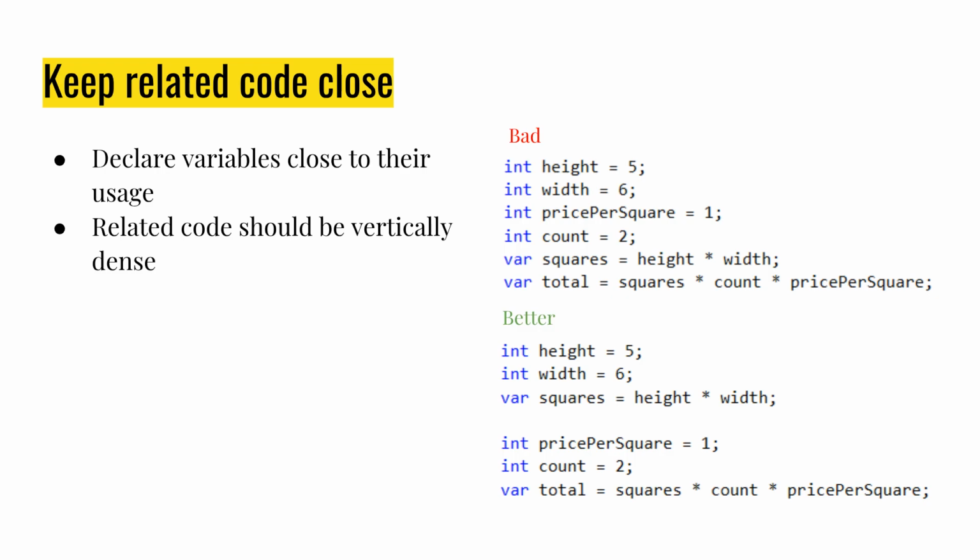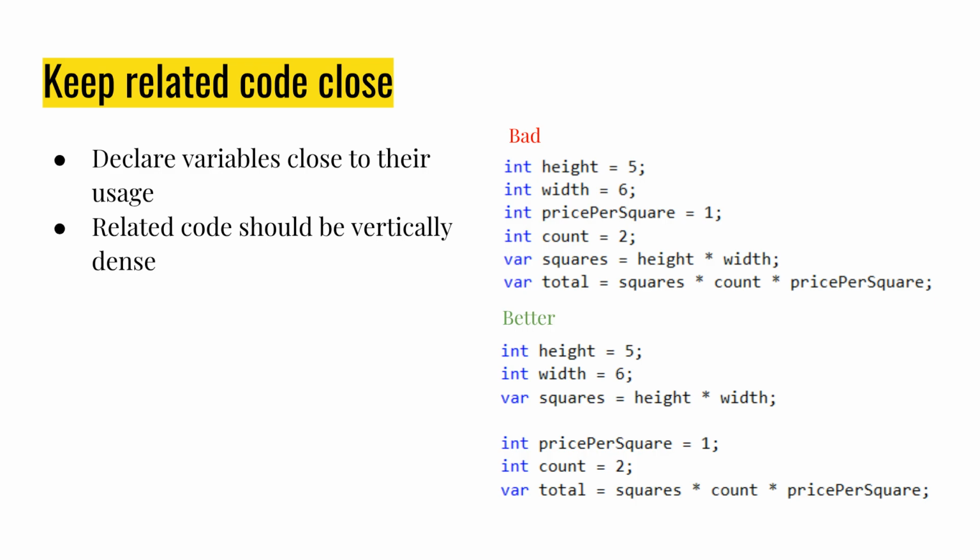In the top, you see everything is squished together. Spaces are saved. Height, width, price per square, count, squares times height, width, total. Oh my god, everything is mixed. I don't know what happens here. It's a mess.